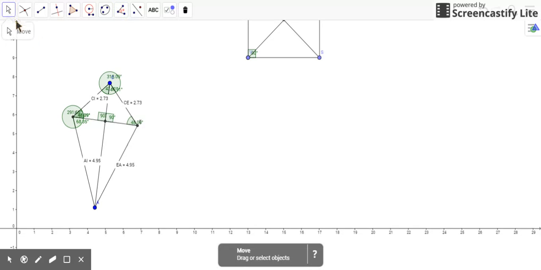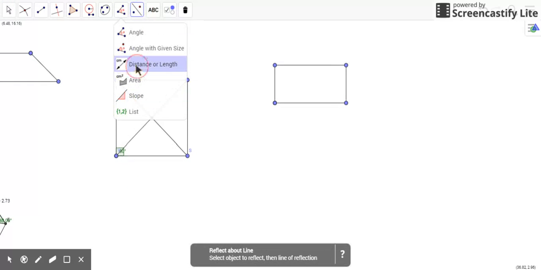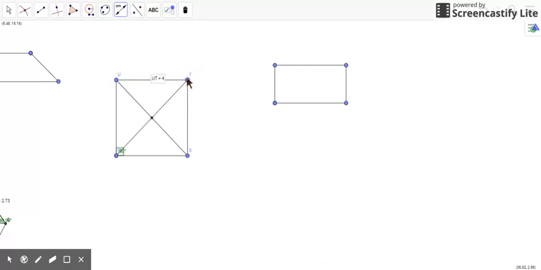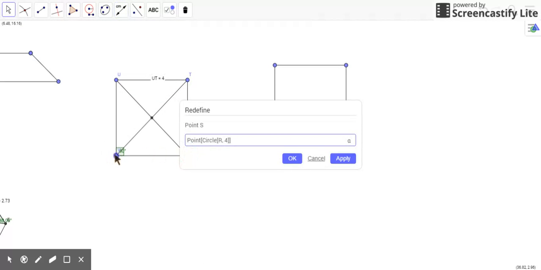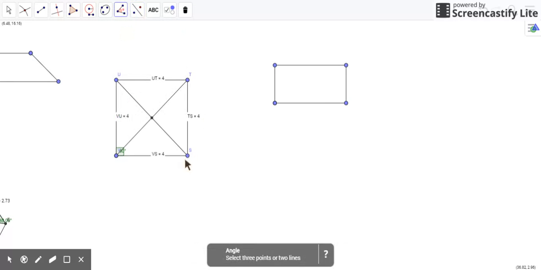So now I'm gonna go to the square. The first thing is that the opposite sides are the same, which means all sides are the same. And I'll show you that right now. So they all equal 4. The next thing is that all four corners are 90 degrees. Show you that.